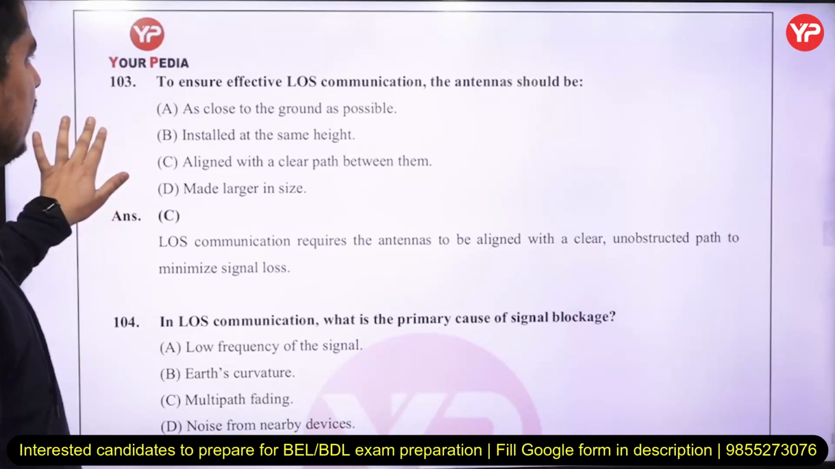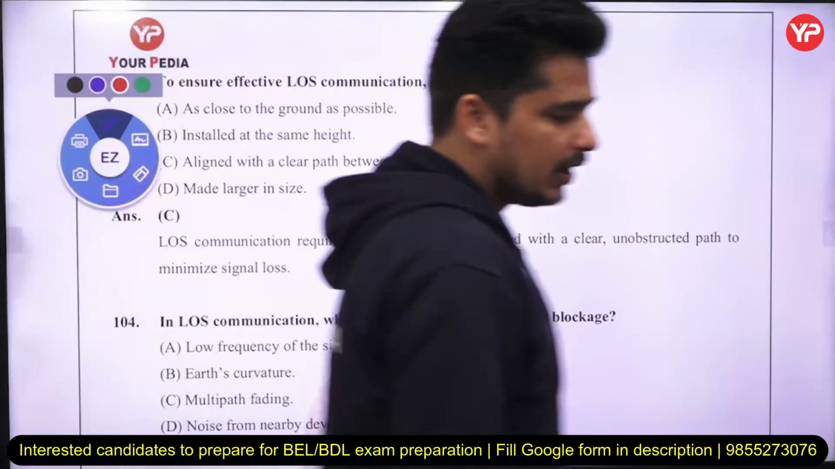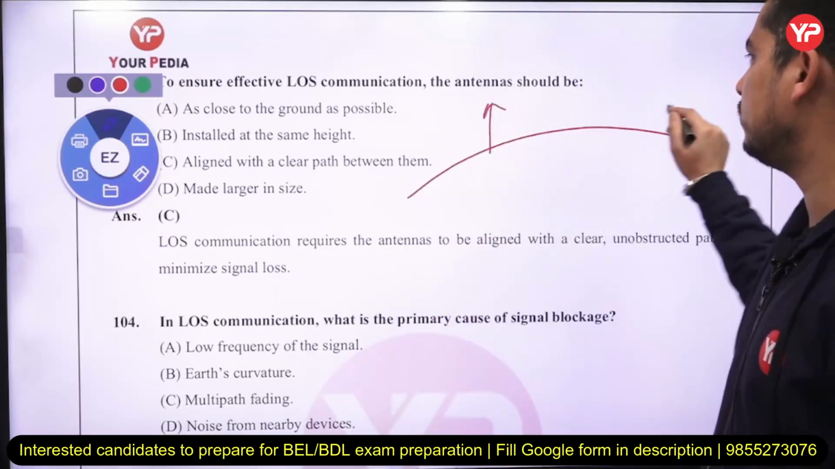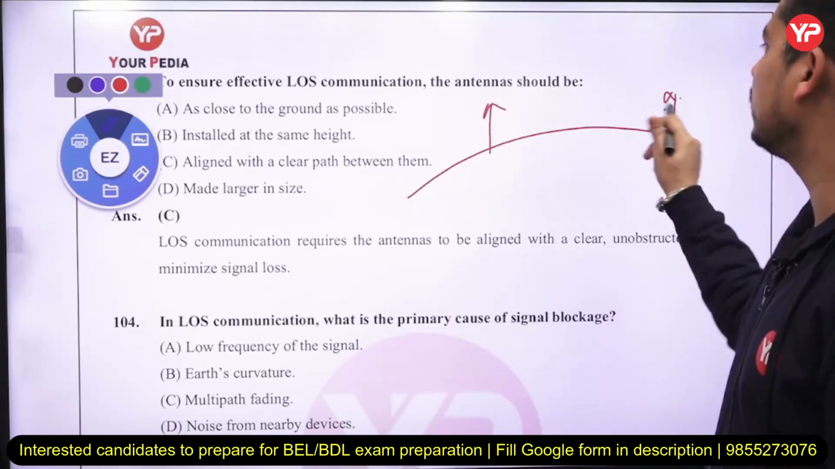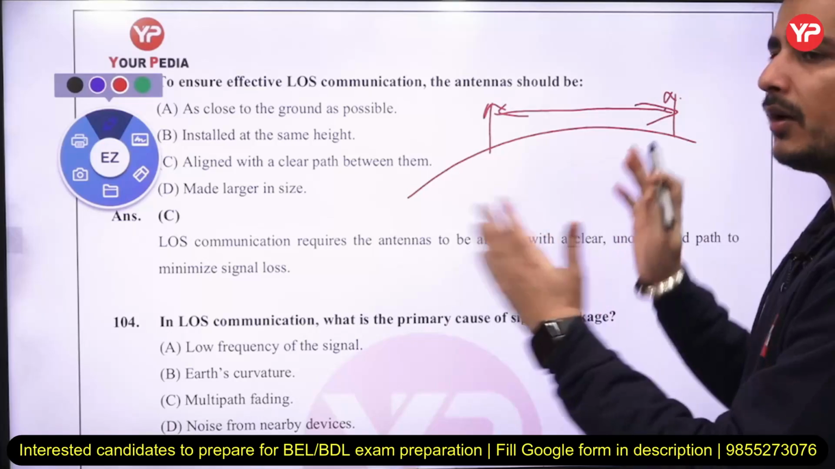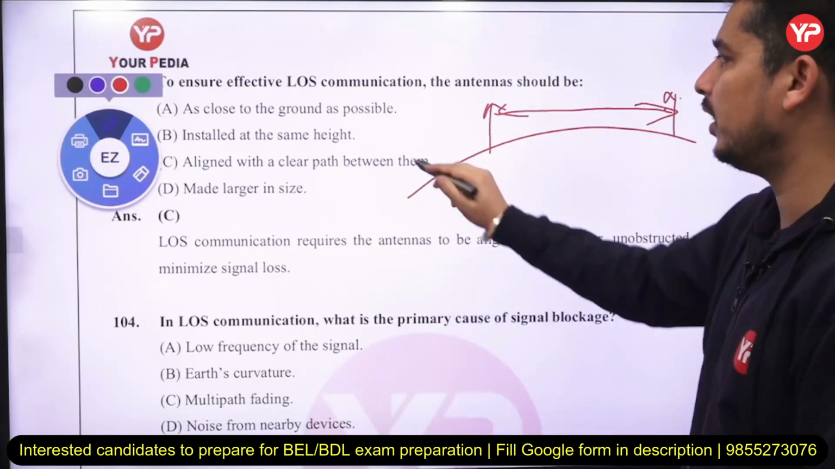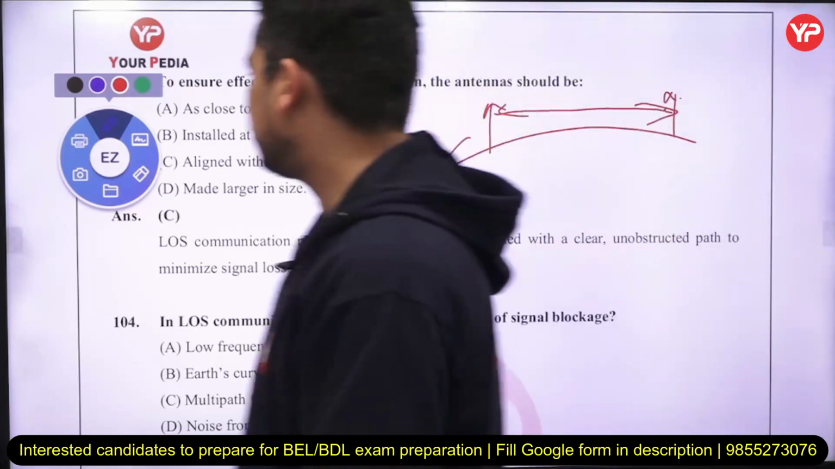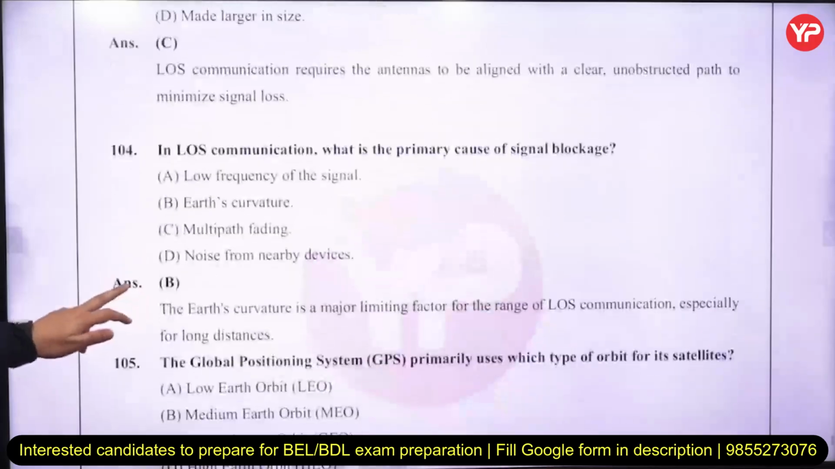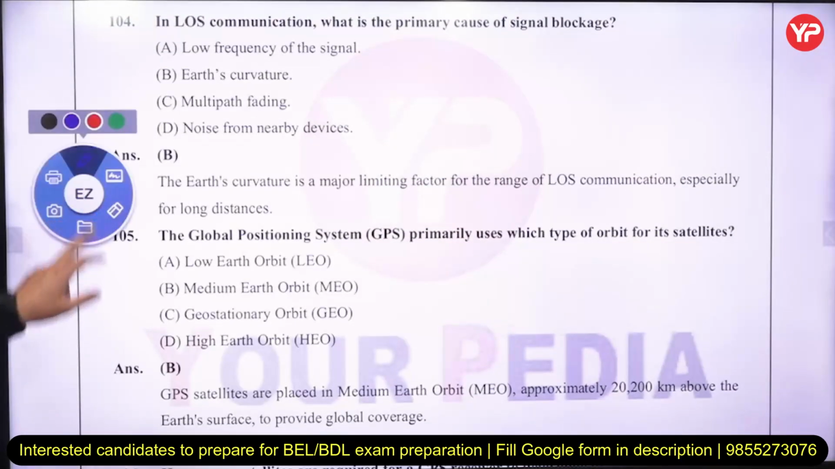To ensure effective line of sight communication, the antennas should be aligned. I already made that figure, and this is so important in line of sight communication. You have an antenna here and an antenna here, so there will be a clear path between the transmitter and the receiver. What is the primary cause of signal blockage in line of sight communication? The primary blockage is earth curvature, right?